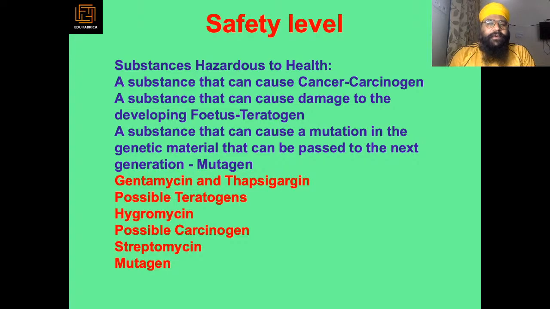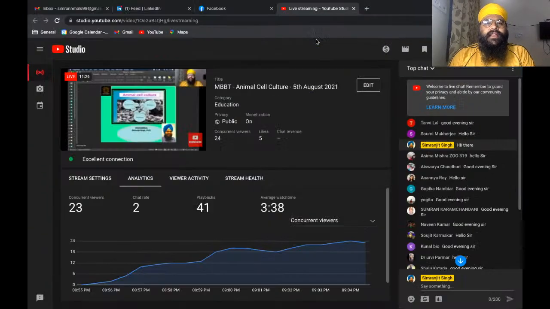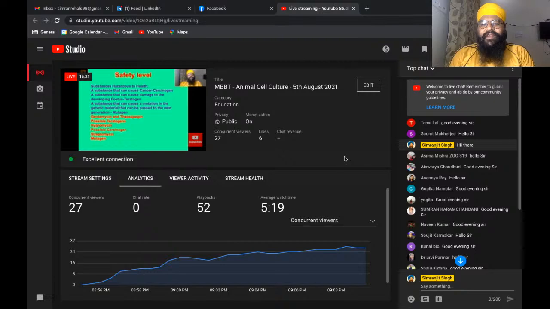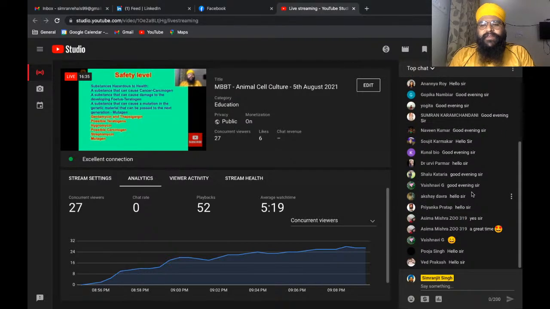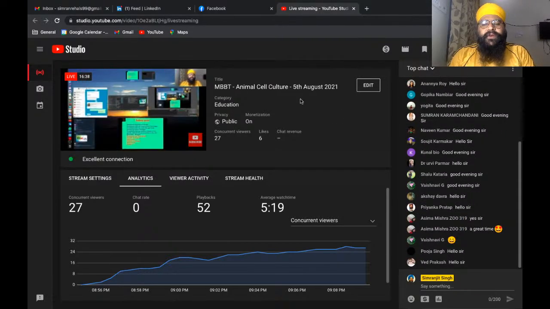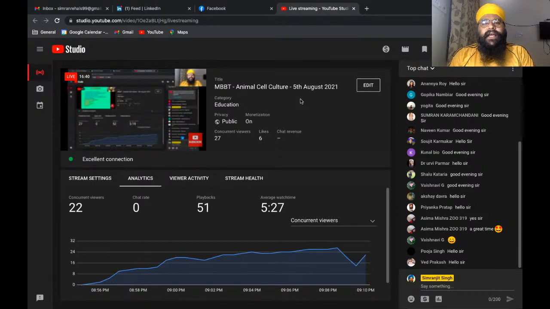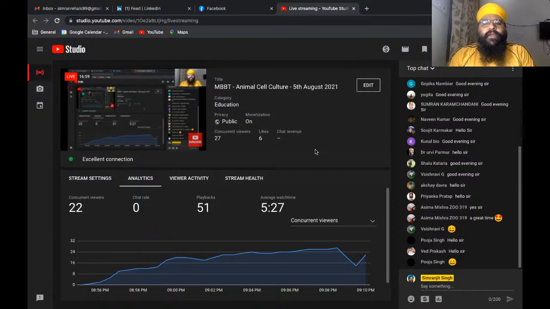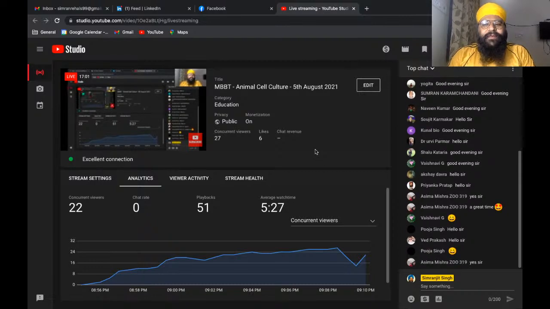So my humble request to all my dearest fellow students and participants who have joined me: when you are using any reagents in your lab or any cell culture, make sure you read the precautions and the content, how problematic they are, how carcinogenic, how deadly an effect they have on your body and your skin, and then use them carefully.